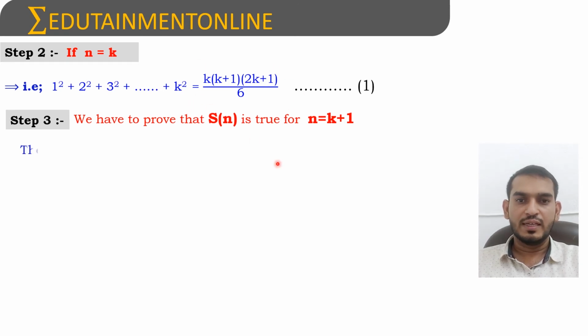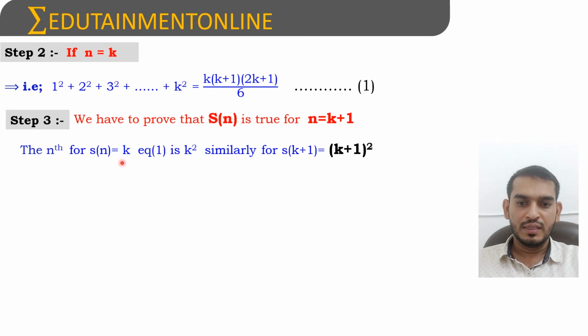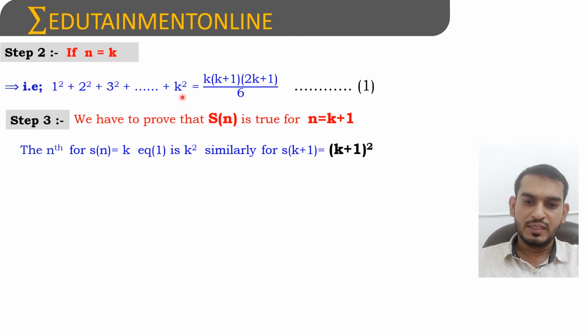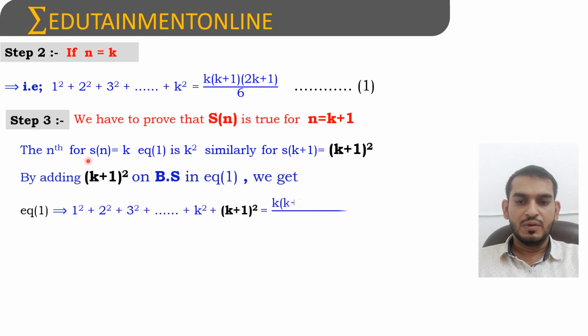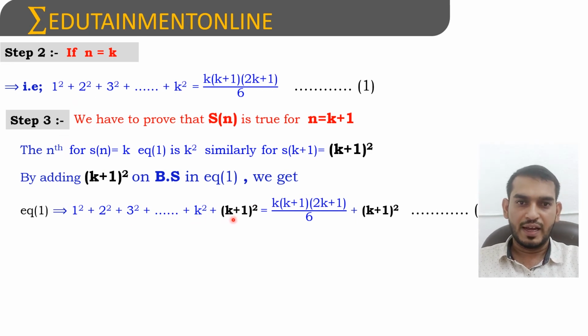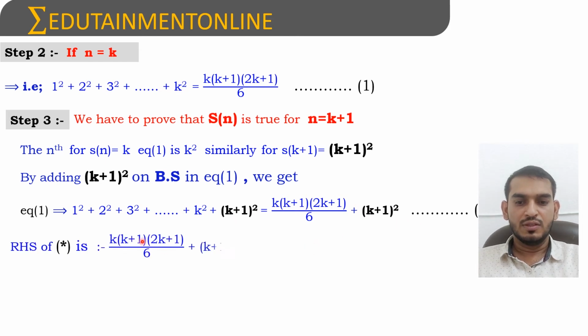Since we know that the nth term is n square, the kth term is k square and the k plus 1th term will be k plus 1 whole square. So adding the k plus 1th term on both sides, we get the equation 1 square plus 2 square plus 3 square up to k square, and now we are adding k plus 1 whole square on both sides. So we have to take the RHS here: k into k plus 1 into 2k plus 1 by 6 plus k plus 1 whole square.